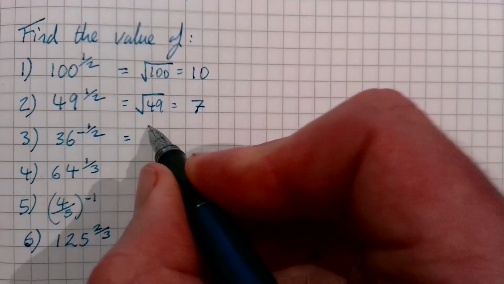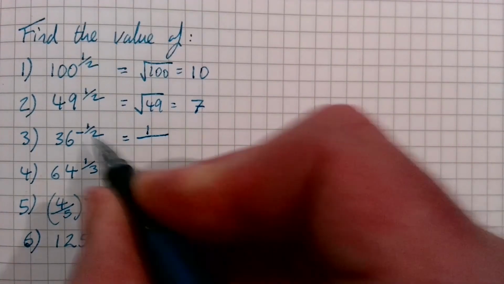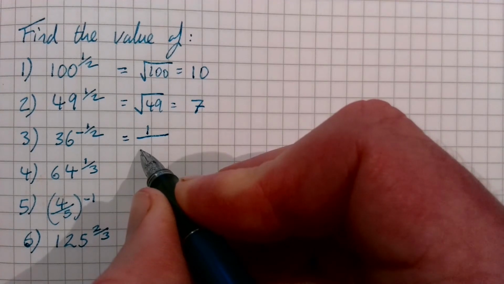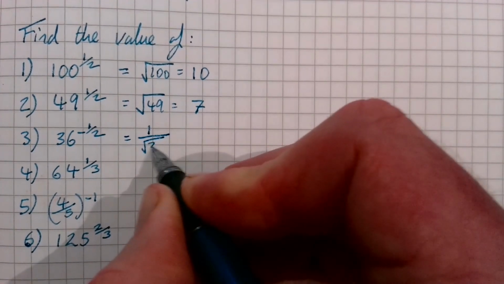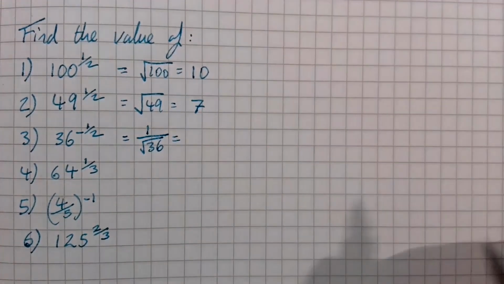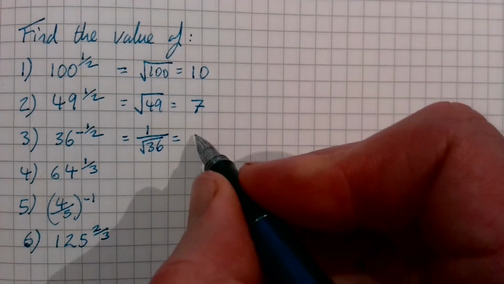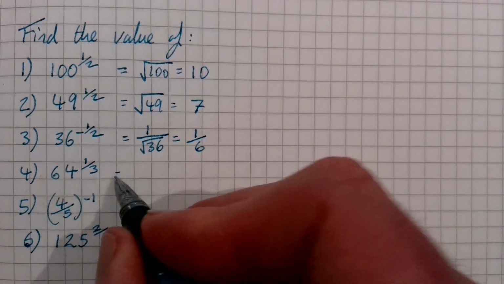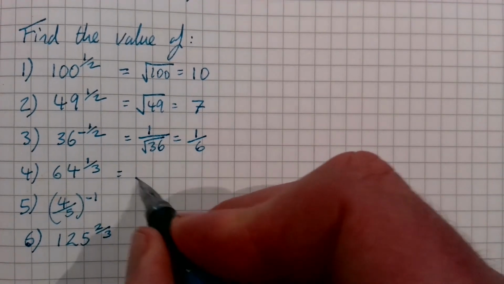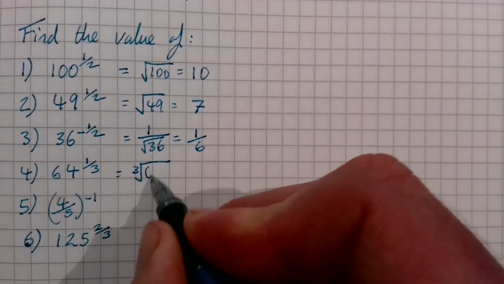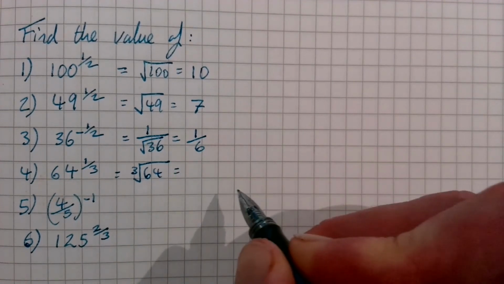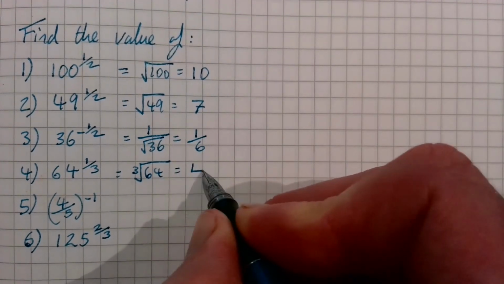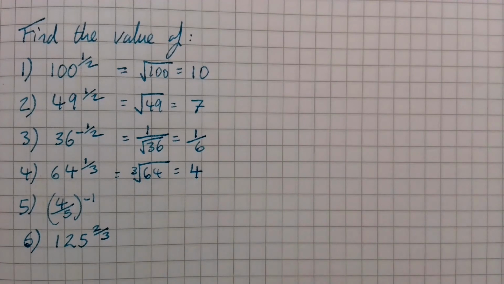Then a negative power, 1 over, and it'll be the positive power. I'm going to say that is going to be the square root of that straight away. So square root of 36 is 6, so it's 1 over 6. 64 to the third, that is cube root. So 4 times 4 times 4 is 64, so for that reason that is a 4.